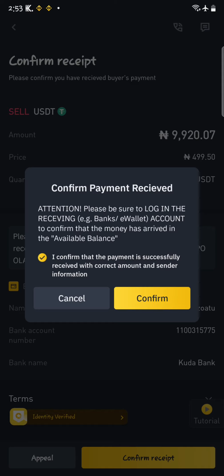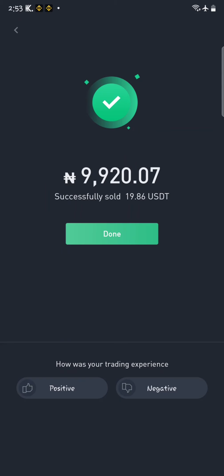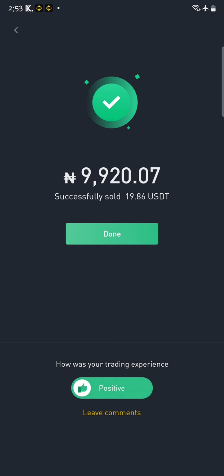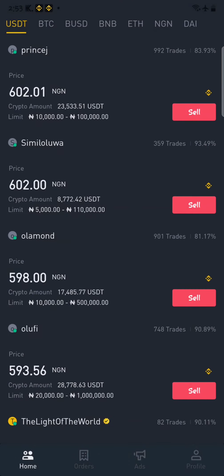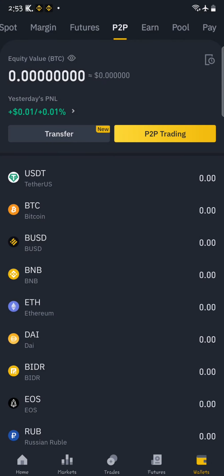And so I'll click on confirm payment, and here I'll have to enter Google verification, Google authentication. And now I have successfully confirmed that payment and I've sold my USDT. So the money has come to my bank account. So this is just to show you how fast you can buy and sell any cryptocurrency at all. Very easy, very simple, and very fast.